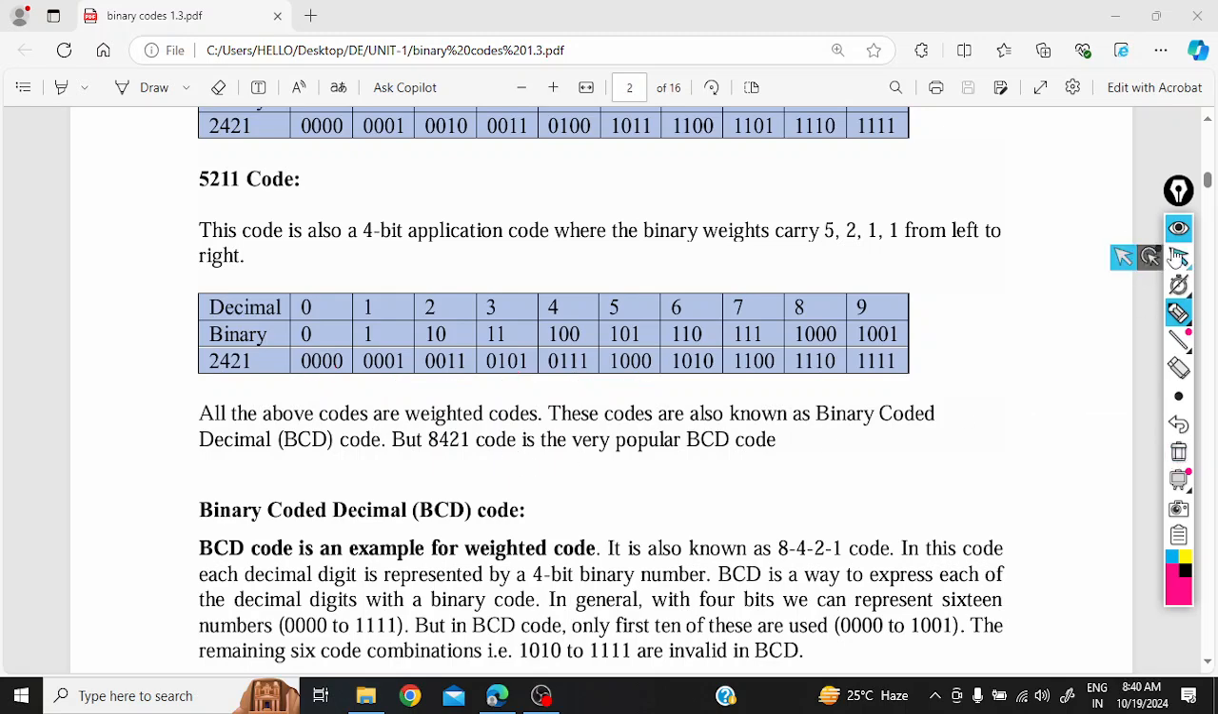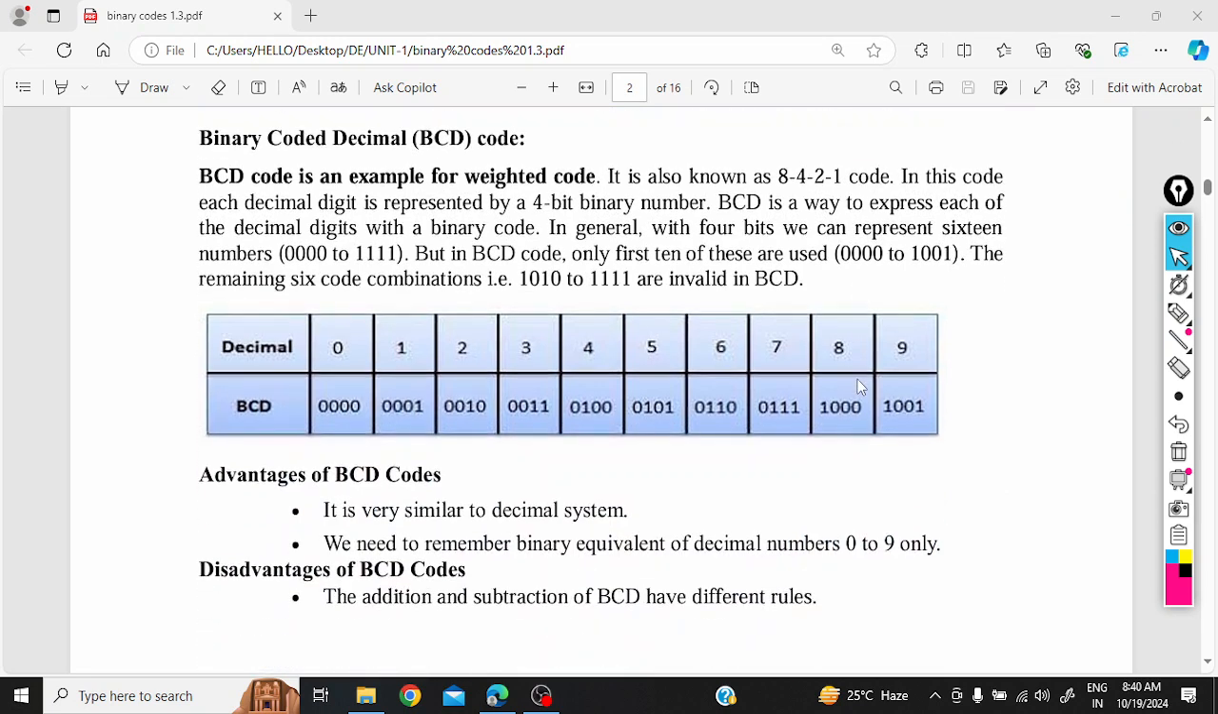Let's get on to the next code representation, that is BCD. BCD means binary coded decimal. In BCD we are going to represent only single digits. For example, if I am having 24, then I am going to represent 2 separately and 4 separately. Means I am going to represent 0, 0, 1, 0 and 0, 1, 0, 0.